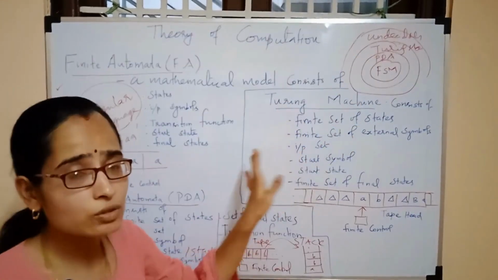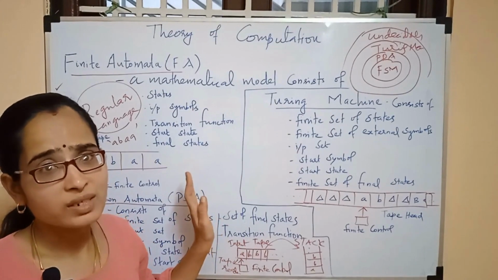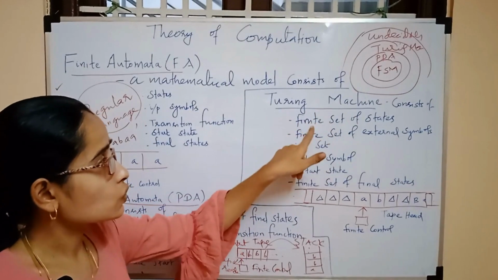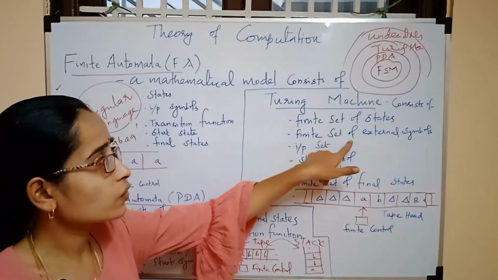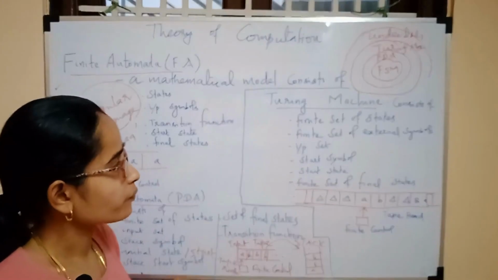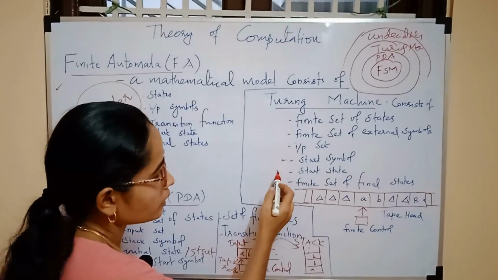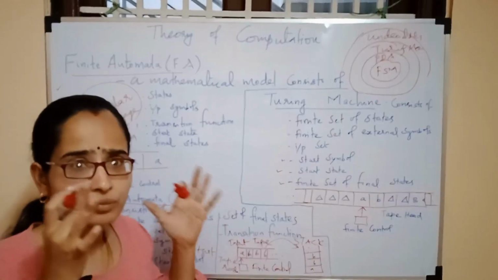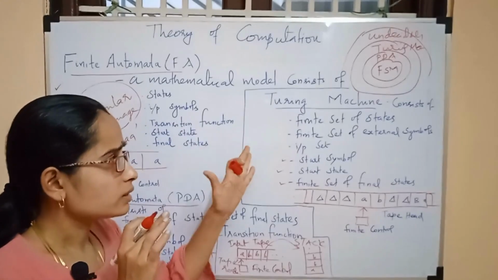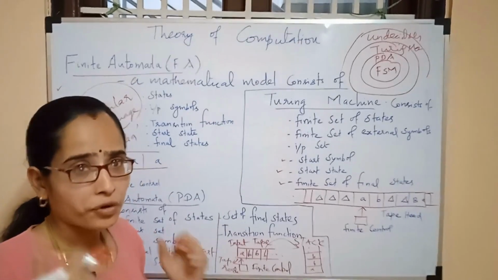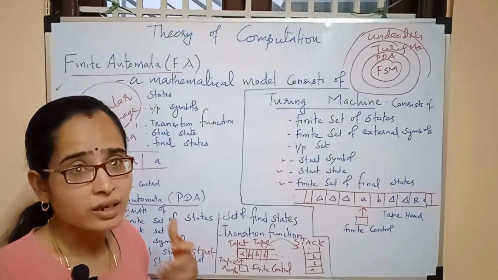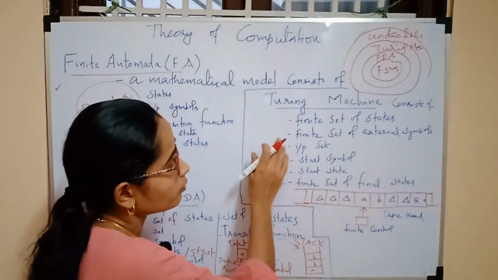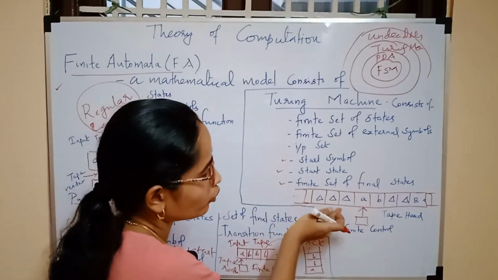The Turing machine, as I said, was invented by Alan Turing in the 1940s. Here the Turing machine consists of a finite set of states, a finite set of external symbols, an input set, a start symbol, a starting state, and a finite set of final states. You cannot mug up these things. You just see the terms. When you are building the machine and practicing it, you will automatically remember them. But here the difference is this input tab in the Turing machine.